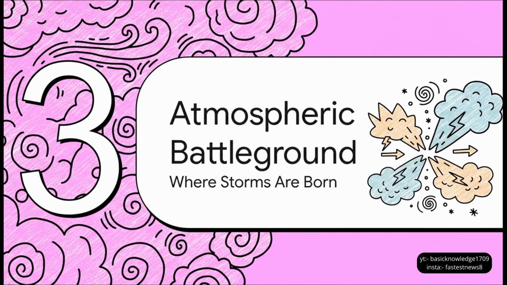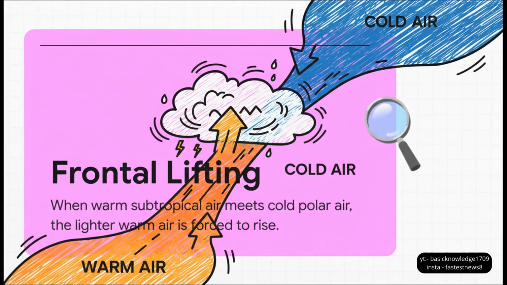Let's move further away from the equator, up to the mid-latitudes, around 45 to 60 degrees. This is an atmospheric battleground where completely different air masses collide. Here, you've got warm air moving up from the subtropics, and it runs head-on into cold, dense air sliding down from the poles. When they meet, they do not mix well. Instead, the lighter, warmer air is forced to rise up and over the heavier, colder air. This process is called frontal lifting.